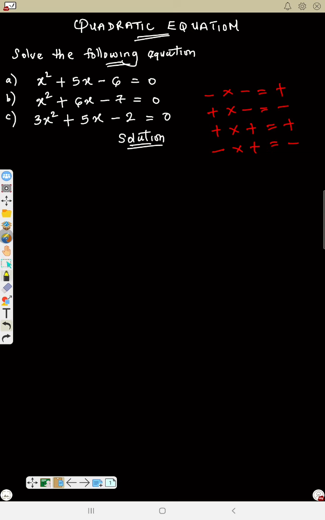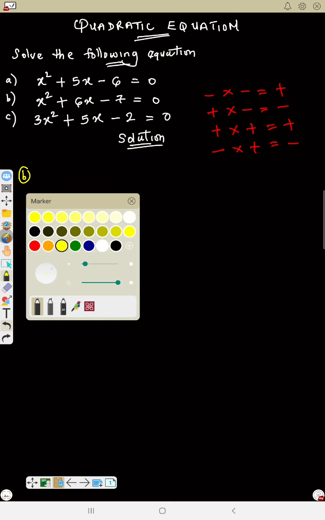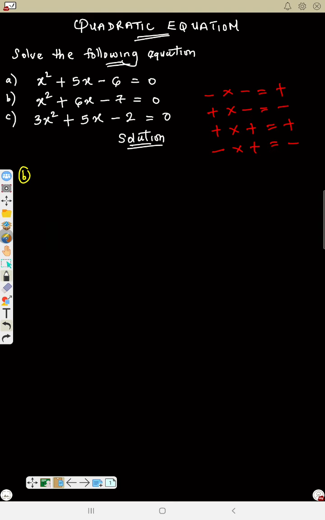Now B. For B we have s squared plus 6s minus 7 equals 0.